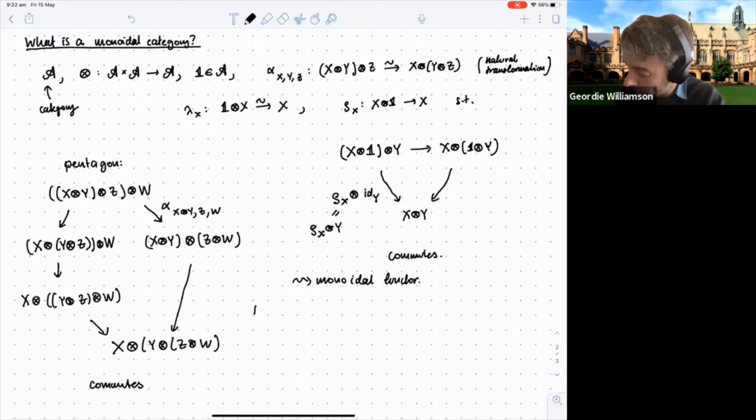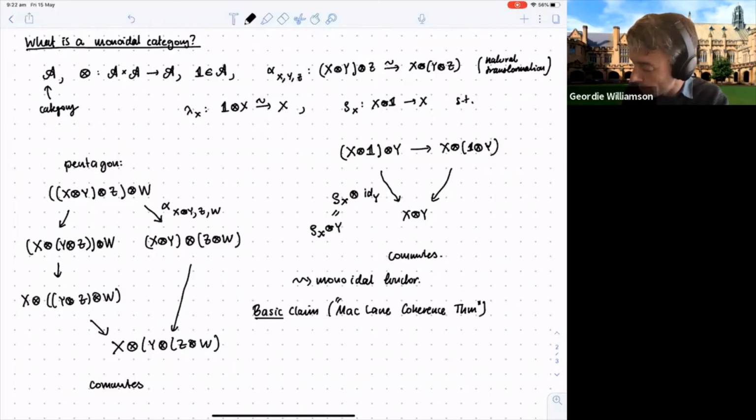And why is this a generators and relations definition? So there's this basic claim, which is known as the MacLane basic claim. It says that if you have some big long tensor product, A tensor B tensor C tensor D tensor E tensor F, with brackets in some places, and then you re-bracket and insert units and remove units in any way, you can get from one big tensor product to another big tensor product in many, many ways. And the basic claim is that any of these ways will be the same. You'll get equality of morphisms in your category.